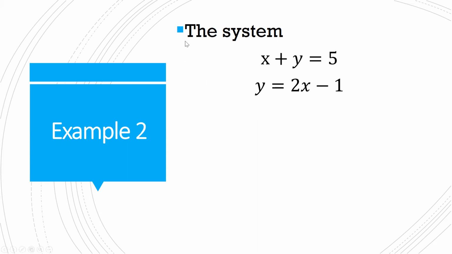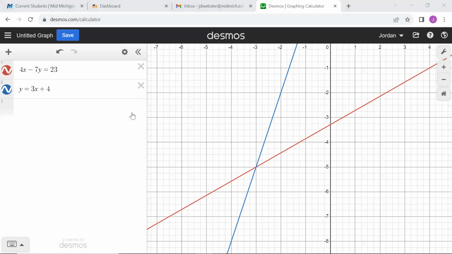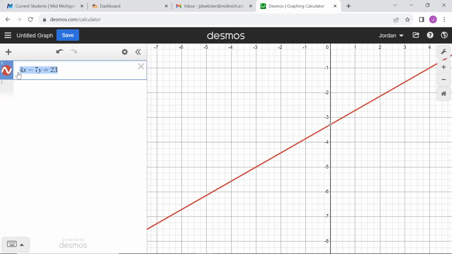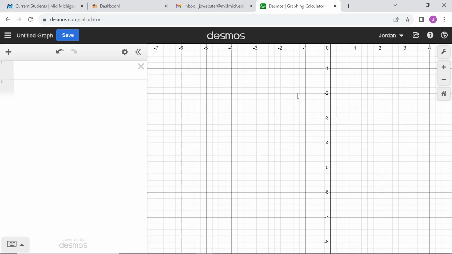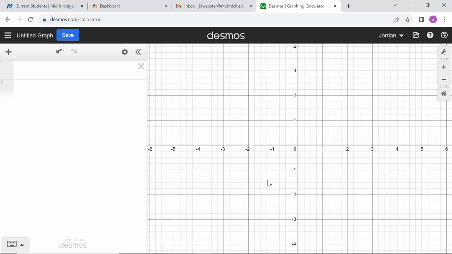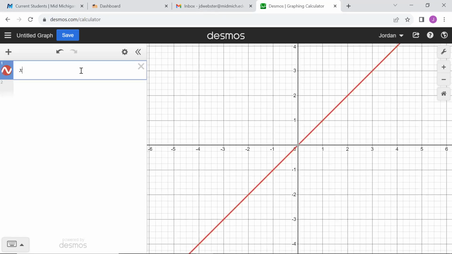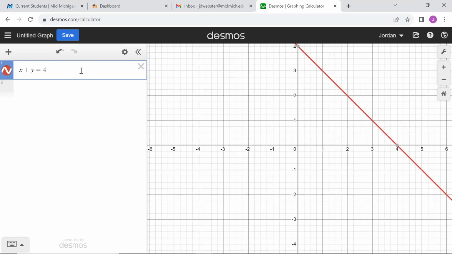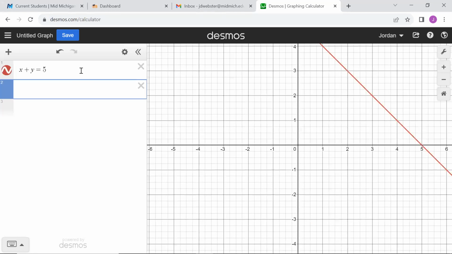Let's do that using technology on this one. So we go back to Desmos, and I am going to clear out the lines that I had, and I'll recenter my grid. The two equations were x plus y equals 5 and y equals 2x minus 1.